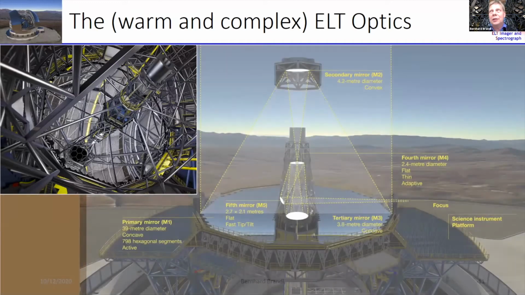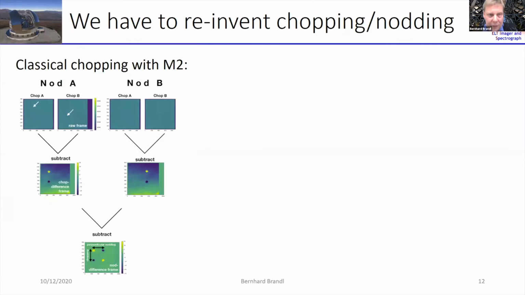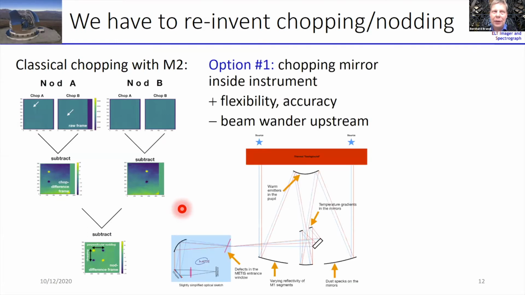Another constraint is, of course, the warm and complex ELT optics. Now, this is specific to the ELT. In that sense, the TMT may be a bit simpler. This is just illustrated here. I'm not going to go into the details here, but you can imagine that this leads to some issues. One of the issues for us is, as we're mid-infrared astronomers, we're used to classical chopping with the secondary mirror, and I'm not going to go into explaining that because I think everyone who has done observations knows that you usually do some chopping as a reference, a subtraction, and then you nod between two positions to get rid of residuals that are due to the non-common path. Now, with an ELT instrument, you simply don't chop with a 4 meter or so secondary mirror anymore.